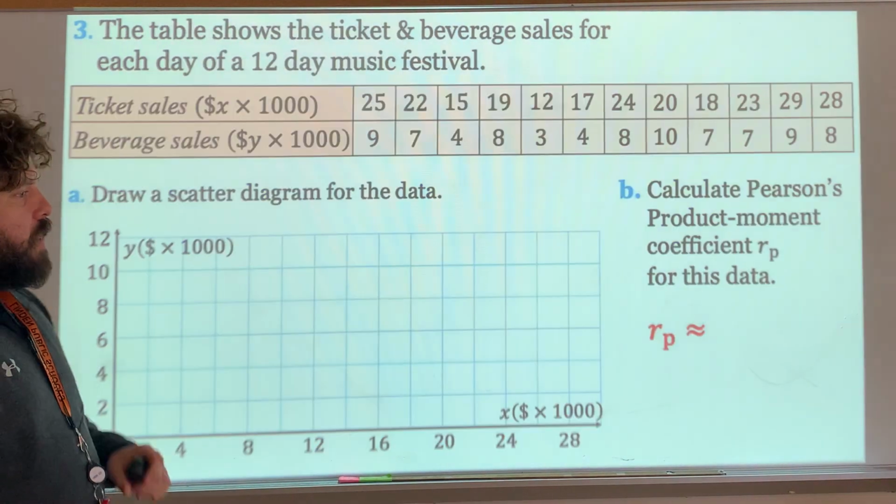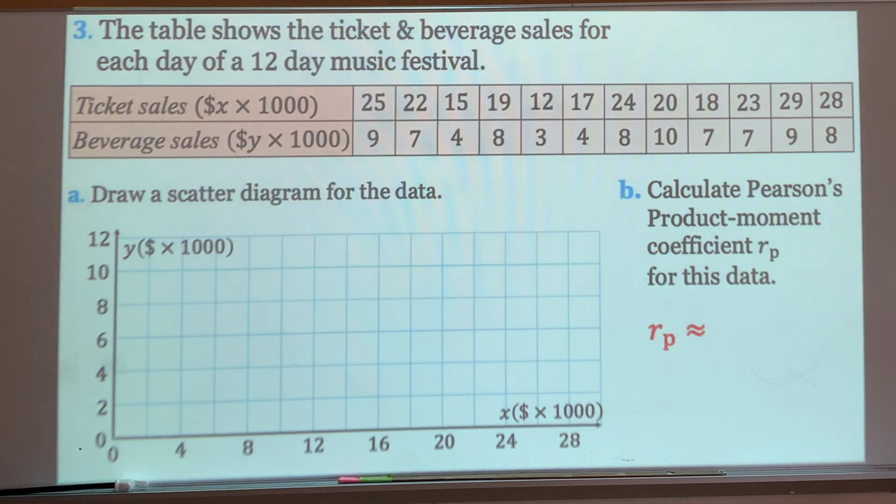Number 3: the table shows the ticket and beverage sales each day for a 12-day music festival. Draw a scatter diagram. You guys are doing your scatter diagram.